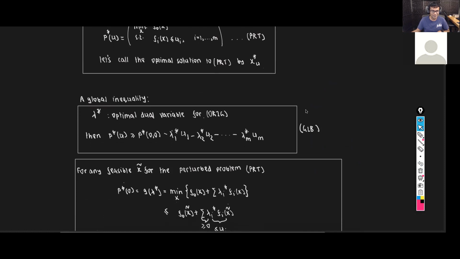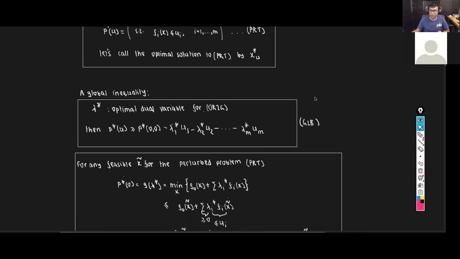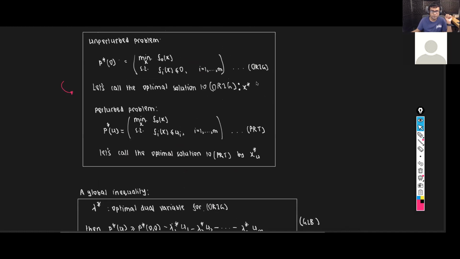The first thing we will look at, which is going to lead us to the sensitivity interpretation, is a global inequality. What does this global inequality say? We will actually look into its proof, which is very short. Suppose you solve the original optimization problem that does not have any perturbation. By original optimization problem, I mean this one.